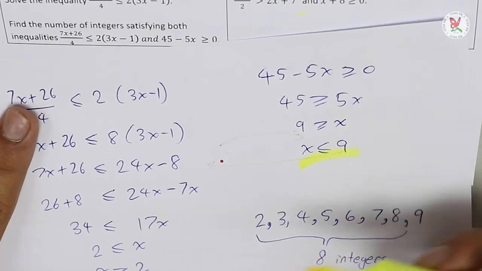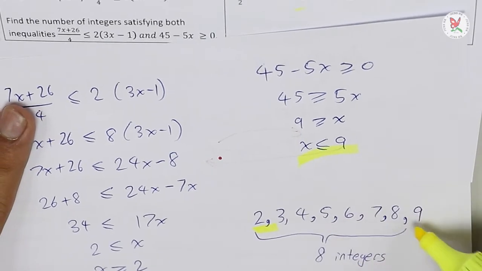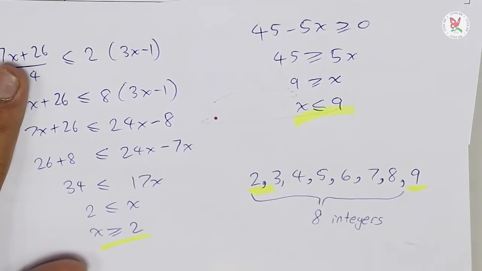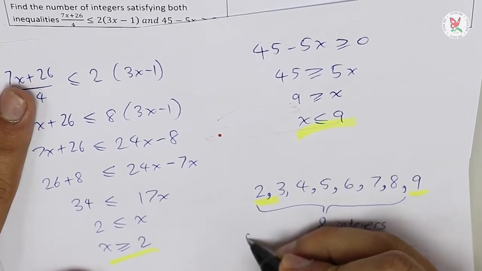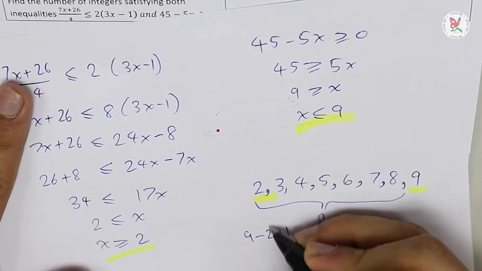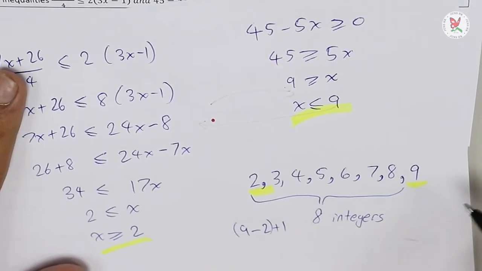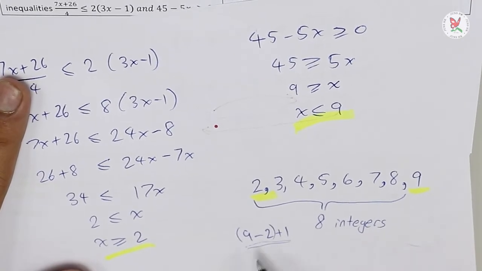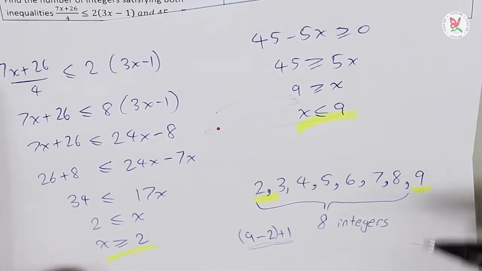So with these two things, we want to find out how many integers are between these two. It's very simple: you can count starting from 2 all the way to 9, and if you count this, you have 8. Or a faster technique would be to just calculate 9 minus 2 plus 1. If it's a large set of integers, using this formula, you can find the answer very quickly. So 9 minus 2, 7, plus 1 is 8. That's another way to do it.